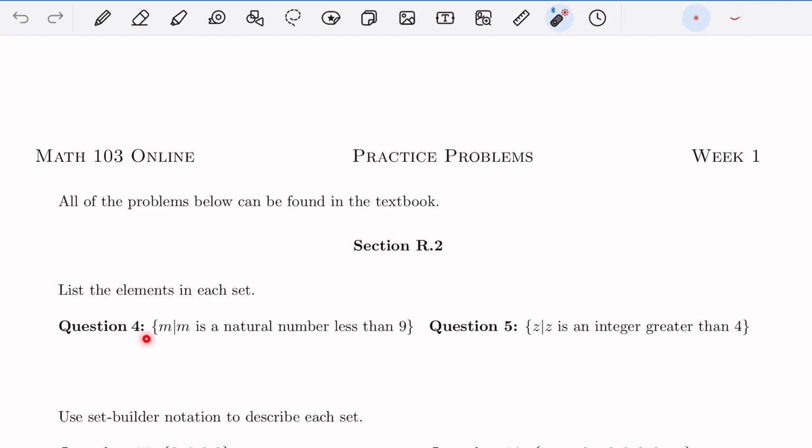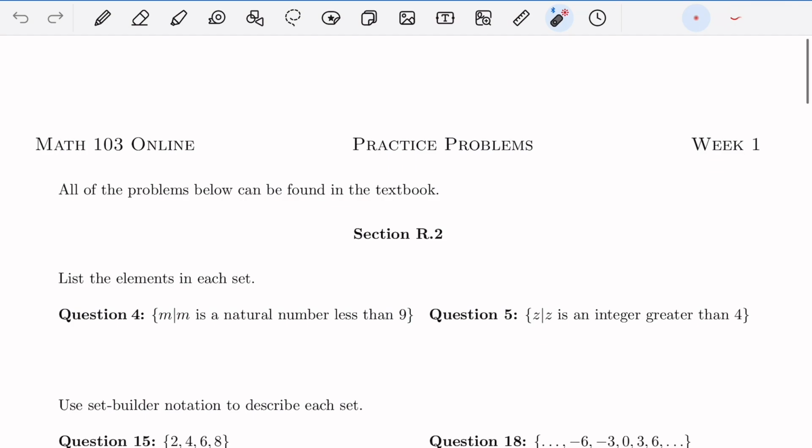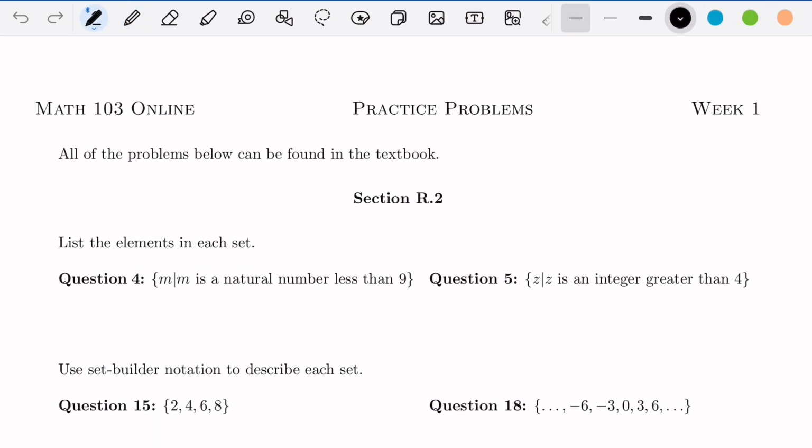So we're going to start with question 4 from section R.2 here. We're given this set, and this is read as m, such that m is a natural number that is less than 9. What we want to do for this question is list the elements in this set. We know that the natural numbers are all positive numbers greater than 0: 1, 2, 3, all the way up to infinity. So if we want to list the natural numbers that are less than 9, we'll start with 1, 2, 3, all the way up to 8, because these are all the natural numbers that are less than 9.